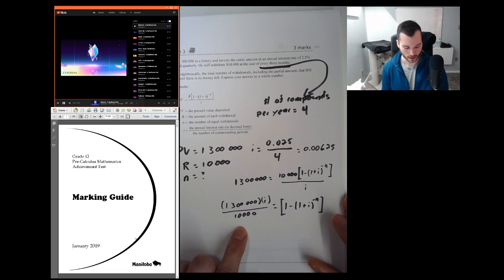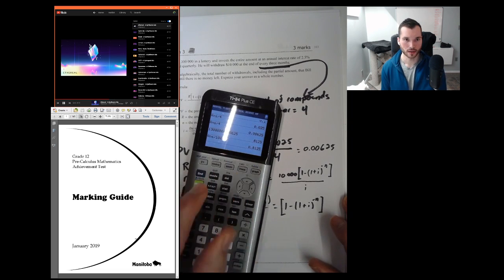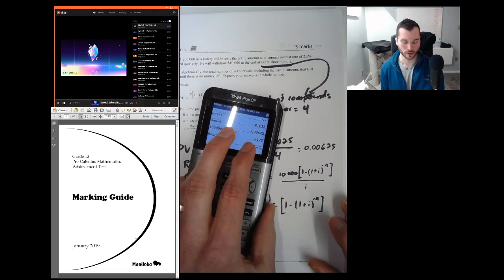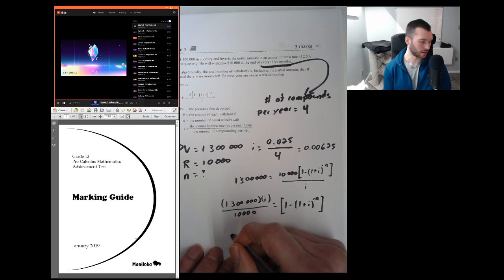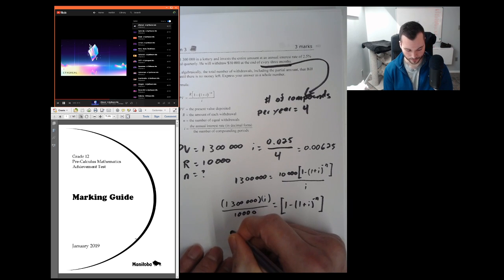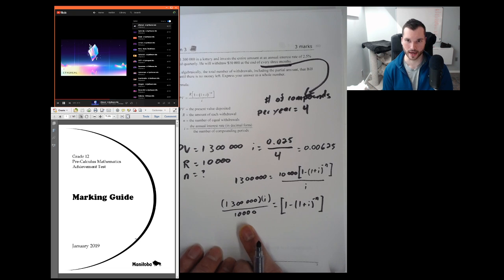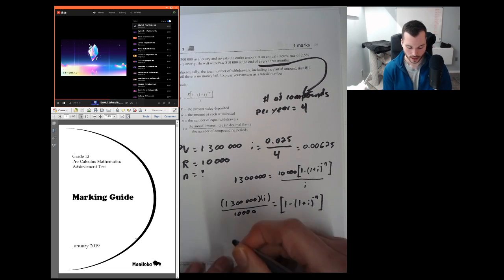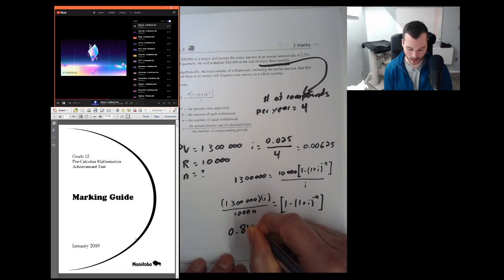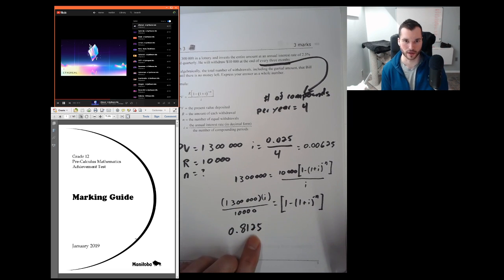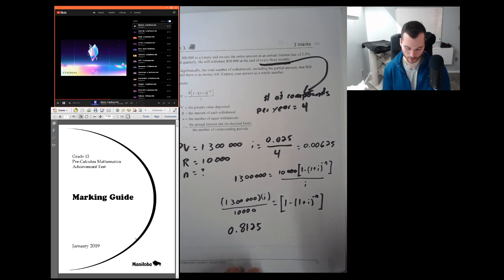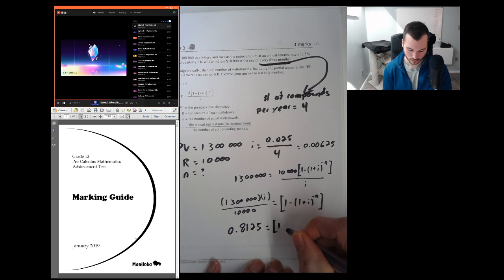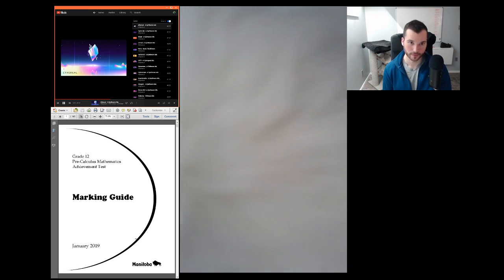Okay, so what I got from this after doing my calculation was 0.8125. Now, technically, what you could do is just keep it as an exact value. What you don't want to do is round to 3 decimals. You want to keep all your decimal places because this is not your final answer. So you want to keep on going with it. Let's keep on going. So we have this equals 1 minus 1.